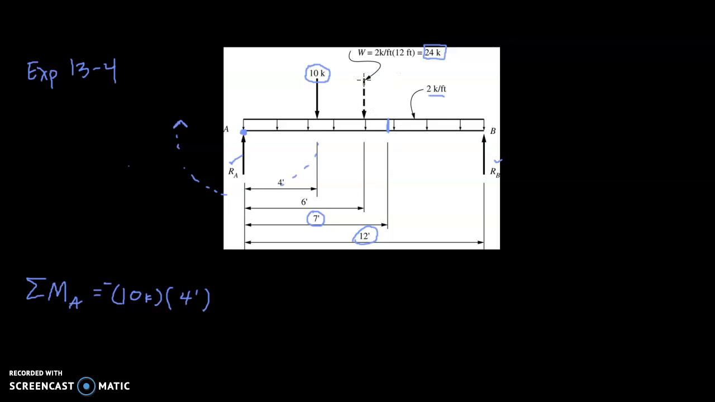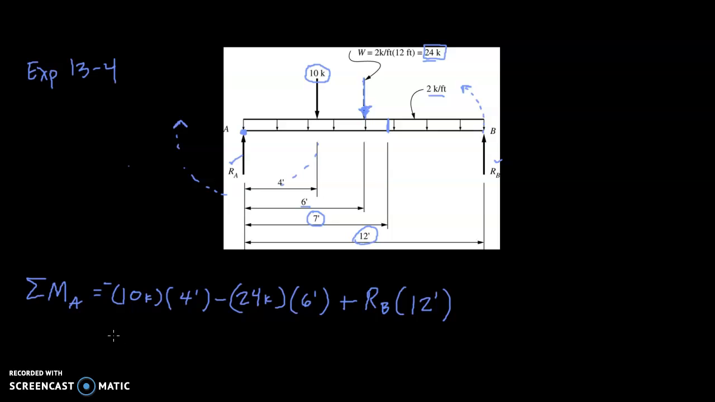And so we can replace the distributed load with one single point load, as is shown here, that is 24 kips placed at the geometric center of the beam, which is 6 feet over. So we have 24 kips times 6 feet, and it also causes a negative moment. These two moments are going to be resisted by the reaction force at B, and it's going to cause positive rotation in the counterclockwise direction. So we have the reaction at B times a moment arm length of 12 feet.